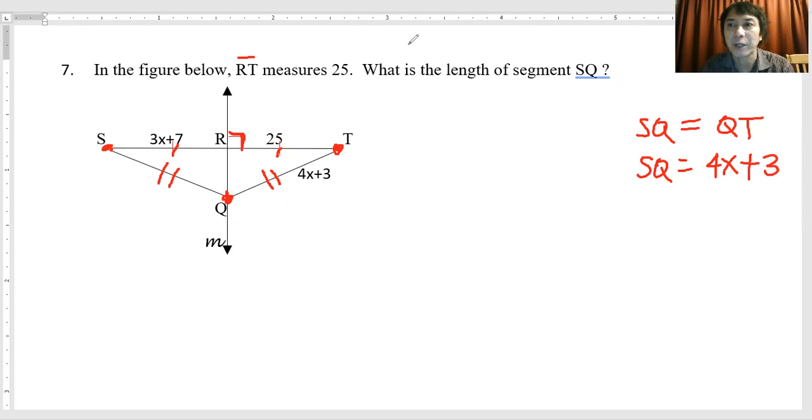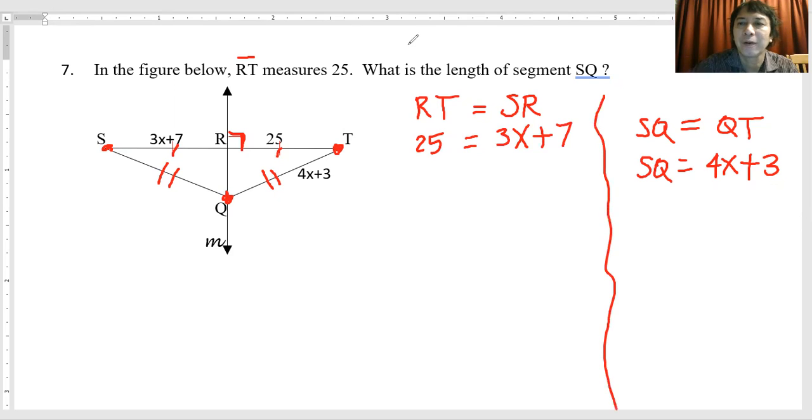Now, we don't have the x yet, but we can get that from the segment ST, because RT is equal to SR. We have RT at 25, and we have SR as the algebraic expression 3x plus 7. So we can get the x from this equation first, and then we will use it for SQ later. Let us solve for x first.